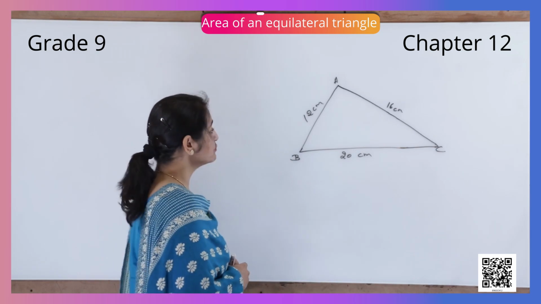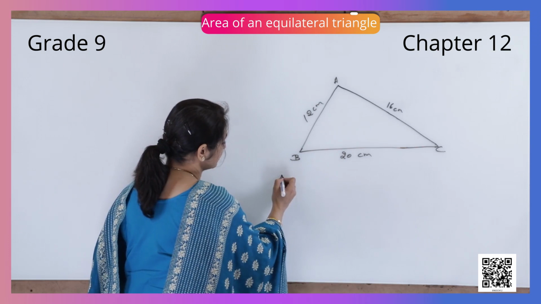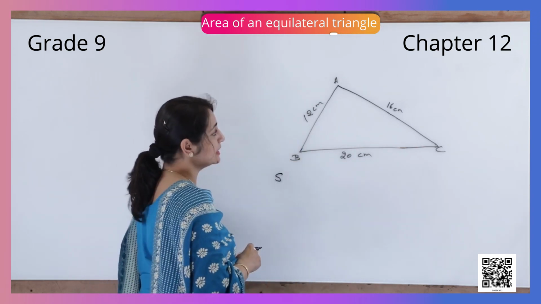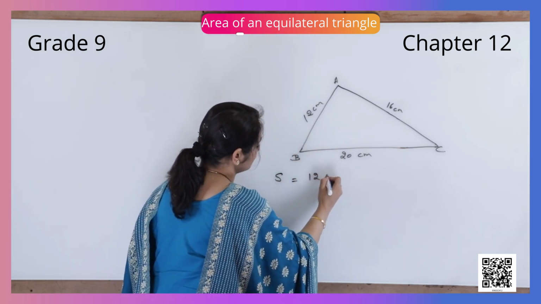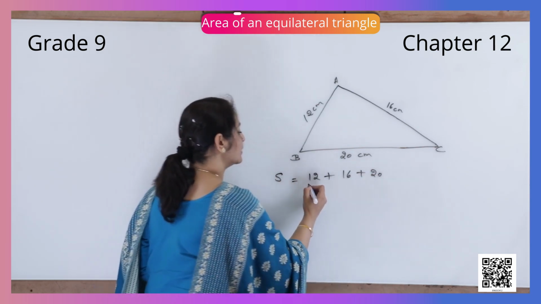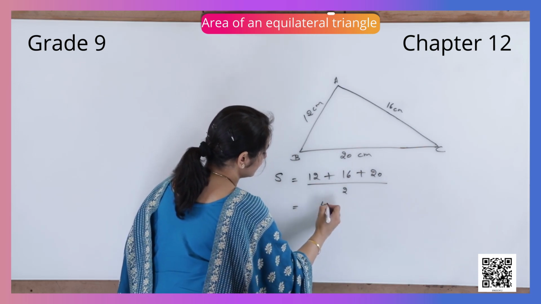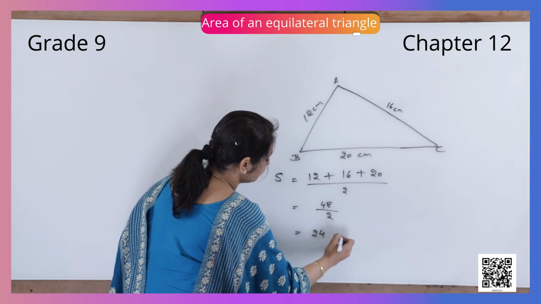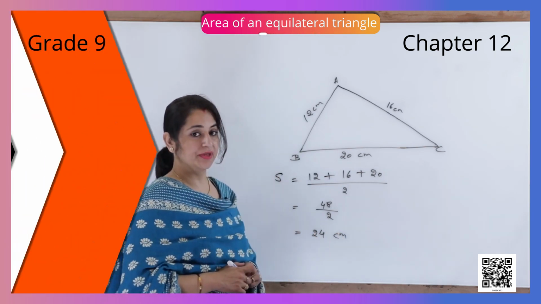For this, first we need to calculate the semi-perimeter of a triangle. For that, we will have to add all the sides and then divide by 2. Here, the length of the first side is 12, then 16 and then 20. We need to add them all and divide by 2. Adding this all, we will get 48, and 48 upon 2 will give us 24 centimeters. So its semi-perimeter is 24 centimeters.